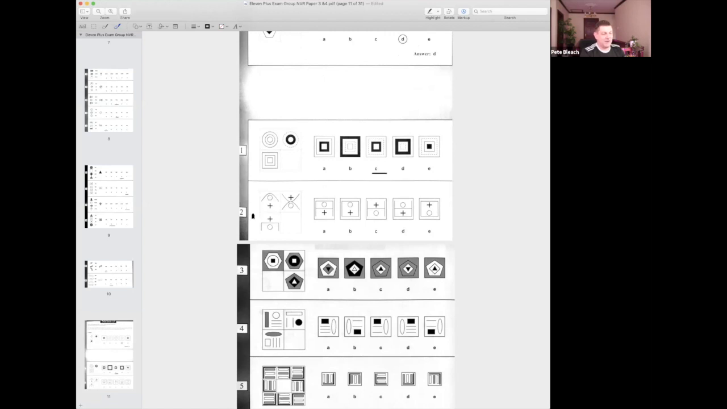If we look at number 2, you can see that this shape is flipped and inverted. If we invert this staple and flip it, it's going to become a box. The plus and the 0 swap places, so the answer must be B, okay?